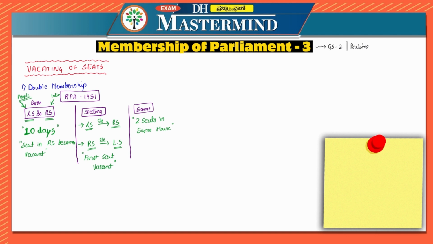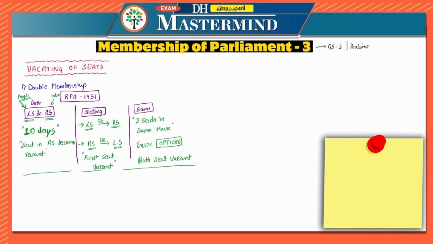Now what happens at that point? If a person is elected to 2 seats in a house, they have to exercise their option. They have to say from which seat they will continue. Otherwise, if they do not tell that option, both seats become vacant. These are the 3 conditions.